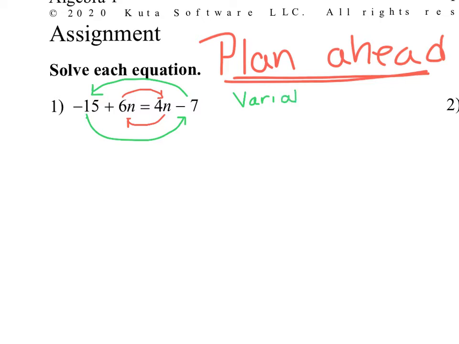You can hear my dog's tags jingling. He's sitting up here helping me do math today.